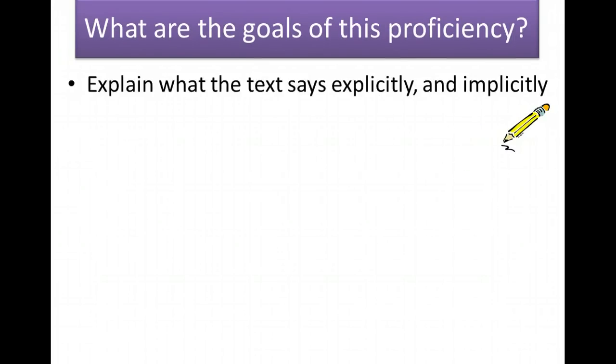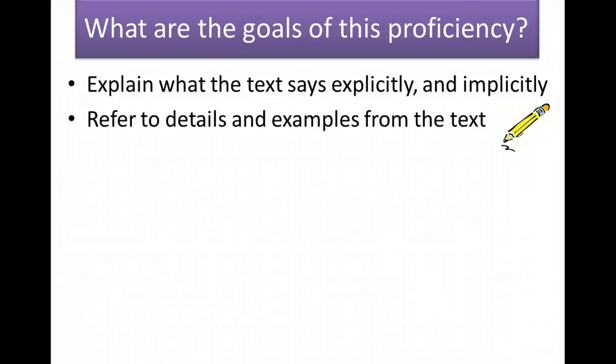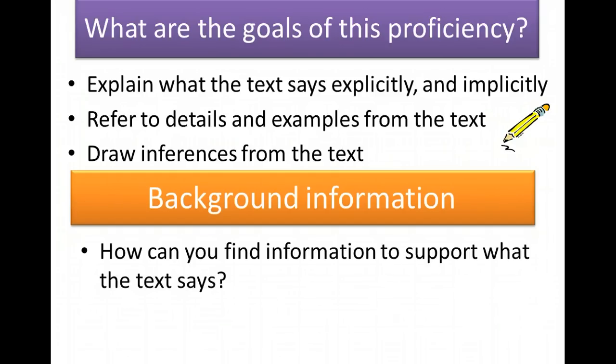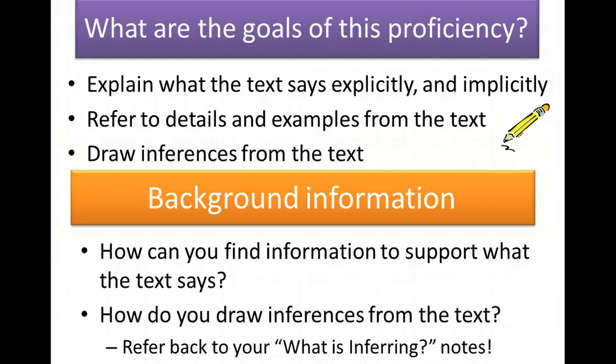So the goals for this proficiency, you need to be able to explain what the text says implicitly and explicitly, and we're going to talk about what that means in a minute. You need to be able to refer to details and examples from the text and show that you can draw inferences from the text. So as far as the background information, you need to be able to grab any kind of information and support from the text itself, but then also think about all of your background information that you've learned about the Holocaust and the pieces that we're actually reading, and show that you know how to draw inferences from the text, and you can refer back to your notes on what is inferring to remind you of what that process looks like.